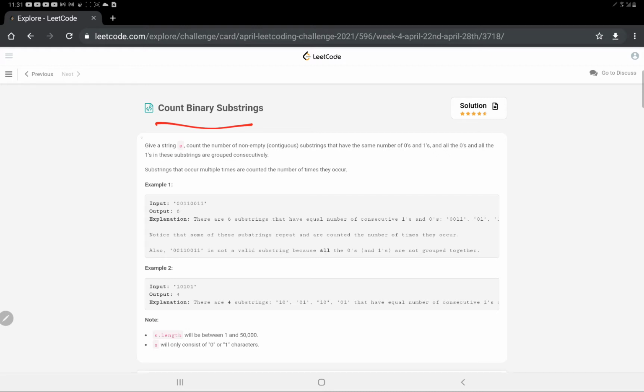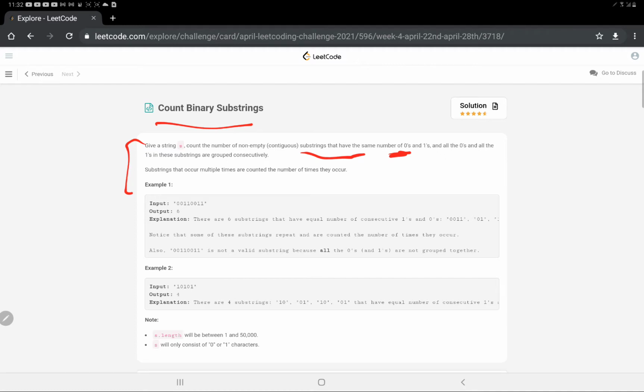The question for today is count binary substrings. The statement is: given a string S, count the number of non-empty contiguous substrings that have the same number of zeros and ones.